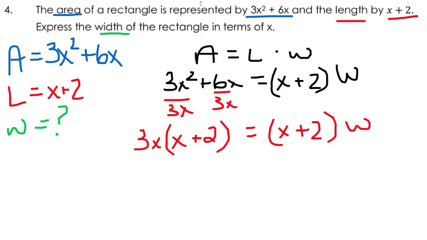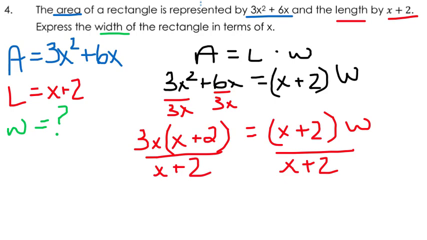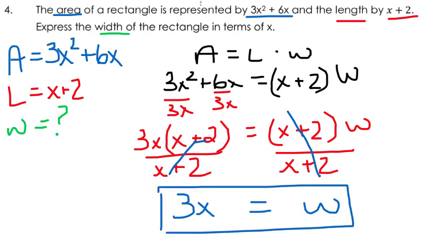In order to solve for w, all we have to do is clear that side out, so we have to move that x plus 2. Now, since x plus 2 is connected with multiplication to this w, the opposite of multiplication is division. So we're going to divide out x plus 2 and divide out x plus 2. The x plus 2's cancel, and I'm just left with w. Over here, same thing. X plus 2's cancel, and I'm just left with 3x. I've successfully written my w in terms of x, so I now know what my width is.